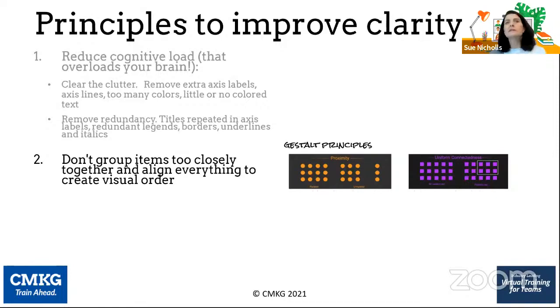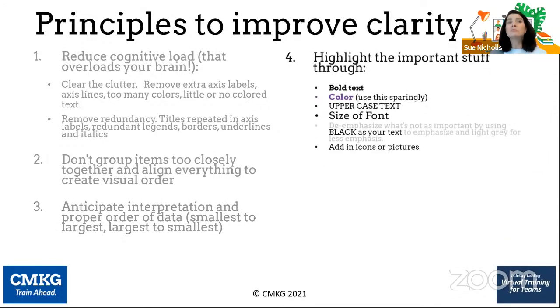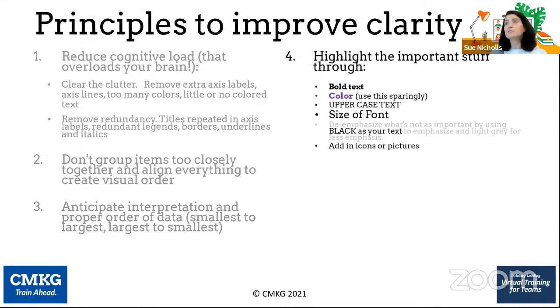So really important to think about how you space things out in your slide as well. Anticipate interpretation and proper order of data from smallest to largest or largest to smallest. Don't put them in a weird order, like alphabetically or something like that, if it doesn't make sense.